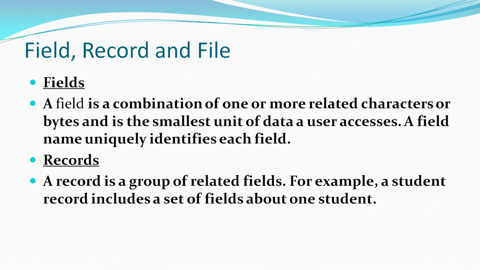There are a number of terms related to database. One is field, another is record, and next we will discuss file. So, what does it mean by a field? A field is a combination of one or more related characters or bytes and is the smallest unit of data a user accesses. A field name uniquely identifies each field.